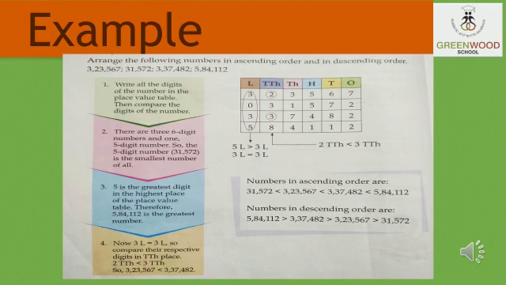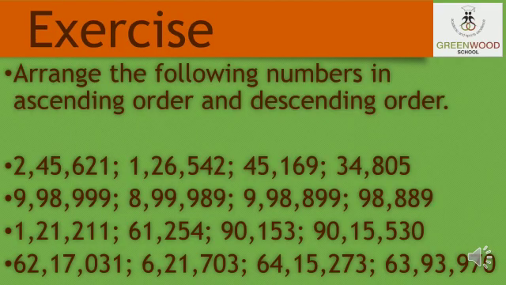Numbers in descending order are 5,84,112 greater than 3,37,482 greater than 3,23,567 greater than 31,572. Now solve this exercise. Arrange the given numbers in ascending order and descending order.